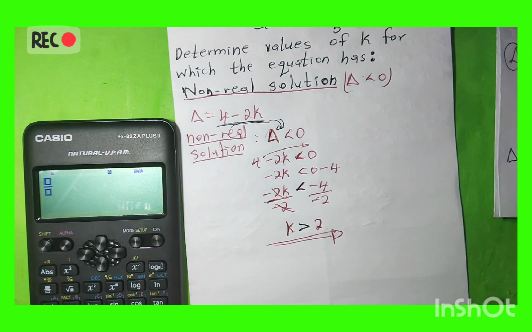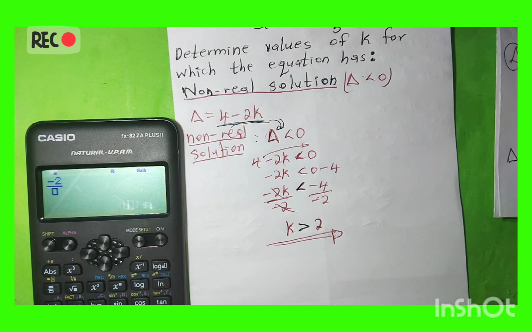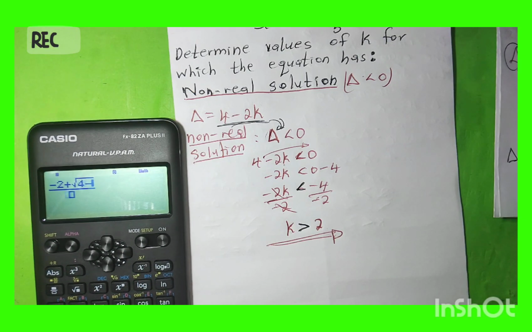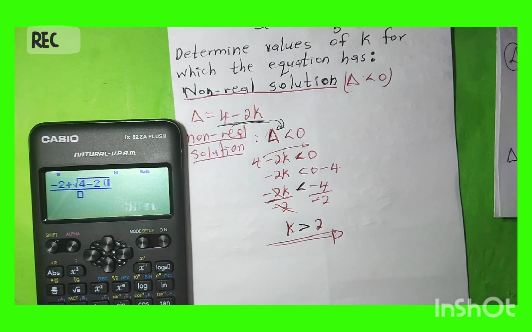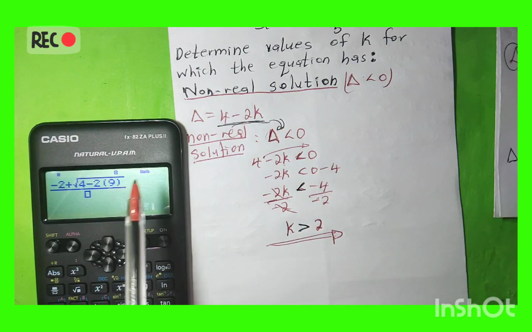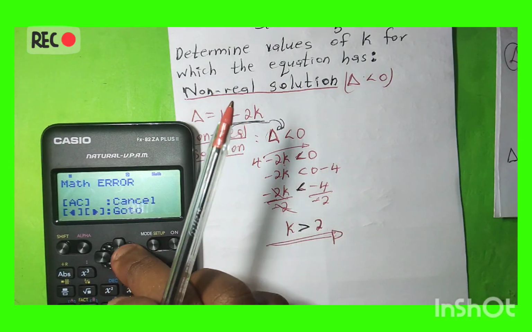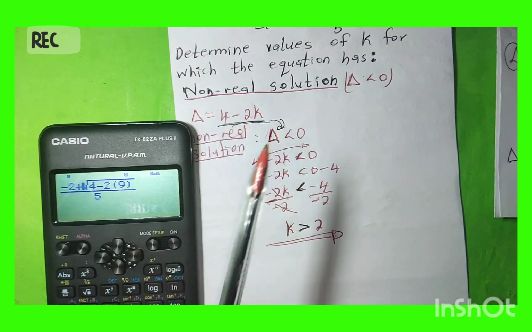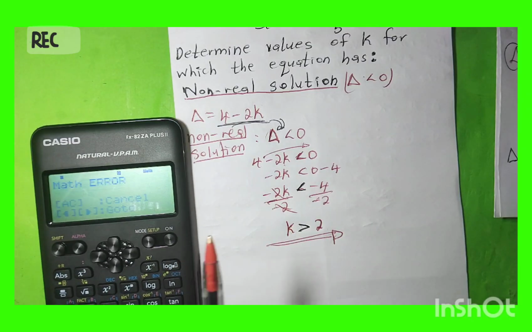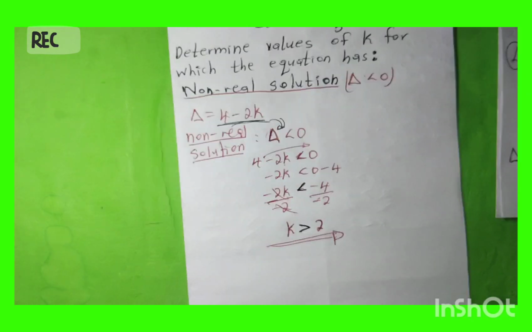So this is the equation that you got, plus the square root of 4 minus 2k. Any value, guys, which is greater than that 2, any value of k which is greater than 2, something like 9, when I substitute here, it will give me an error, meaning no solution. Even if it's negative, still you will get an error, meaning here we got no solution.